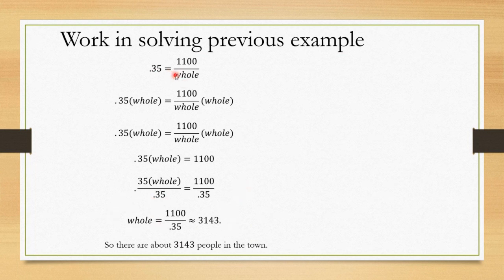Okay, and again, this is actually how you figure out what whole is. So this is what we get. And by solving for it, we end up getting about 3,143 people in the town. So here I'm telling you how many people equals that 35%. But 35% of what? Well, that of what is what we're finding.